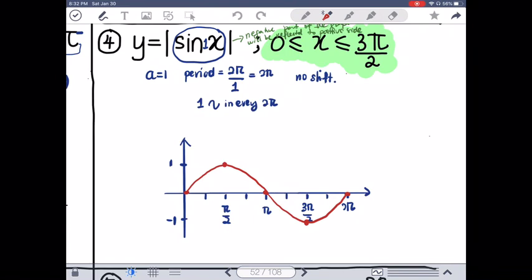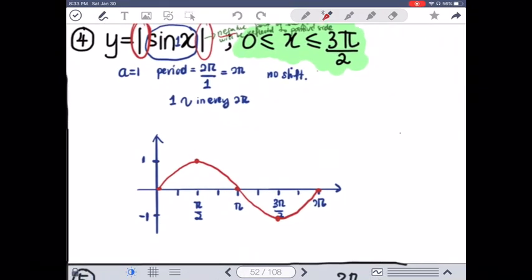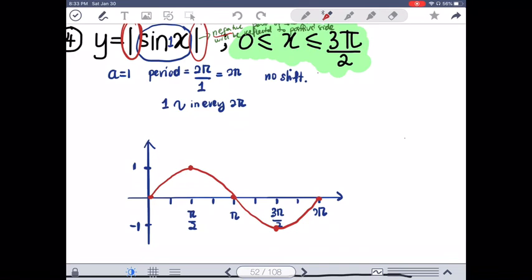But then again, we need to apply the modulus. It means that every negative part of the graph will be reflected to the positive side. So instead of having it down here, we need to reflect it upwards, up to the top, reflect it about the x-axis. So it becomes something like that.